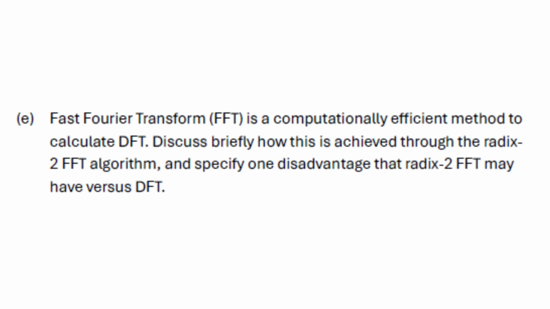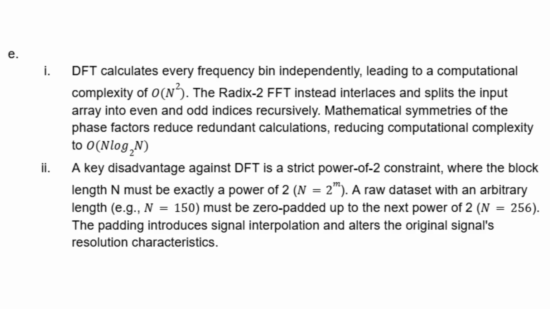Finally, for question E, the FFT achieves its efficiency by recursively separating the input into even and odd samples, reducing the computational complexity from O(n^2) for the DFT to O(n log2 n). However, one disadvantage is the radix-2 FFT requires the input length to be a power of 2, so signals with other lengths often need zero padding, which can slightly affect the signal representation.